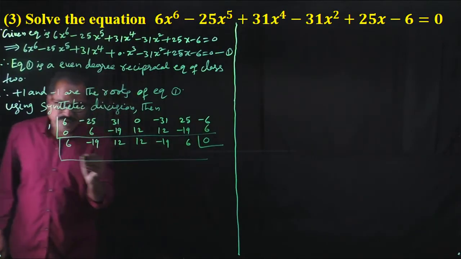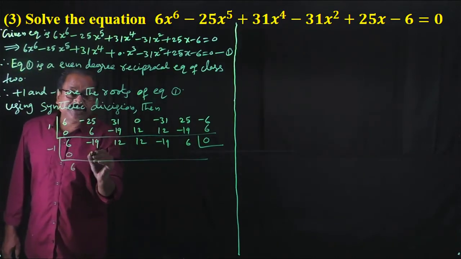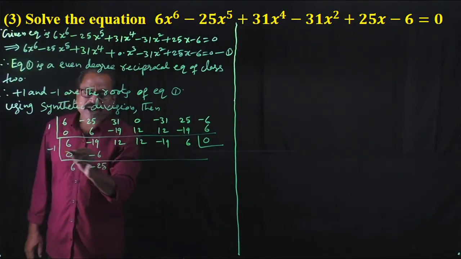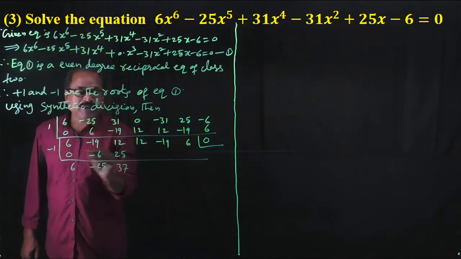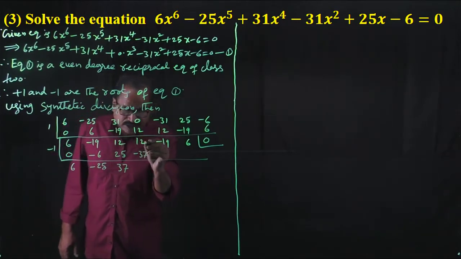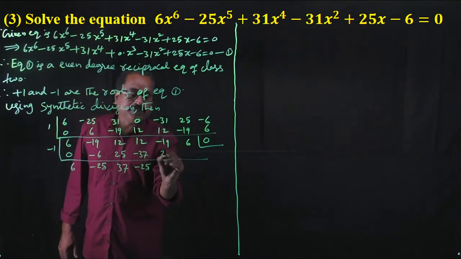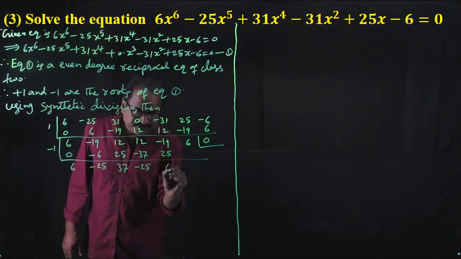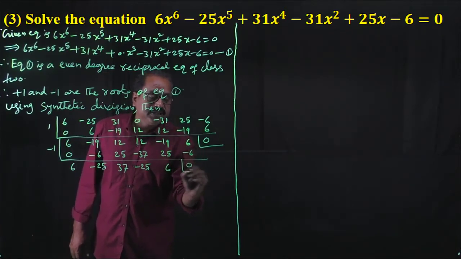And again, take minus 1: 6, adding, minus 1 into 6 is minus 6, minus 19 minus 6 is minus 25, minus 1 into minus 25 is plus 25, adding 37, minus 1 into 37 is minus 37, 12 plus 12 minus 37 is minus 25, minus 1 into minus 25 is plus 25, minus 19 plus 25 is 6, minus 1 into 6 is minus 6, so minus 6 plus 6, we get 0.